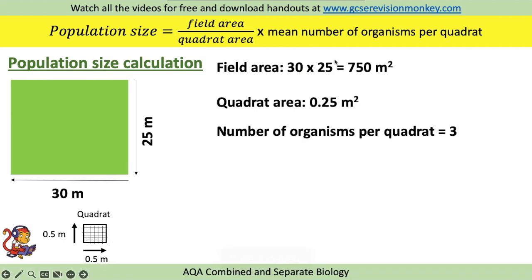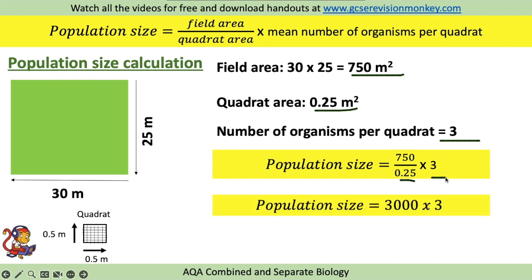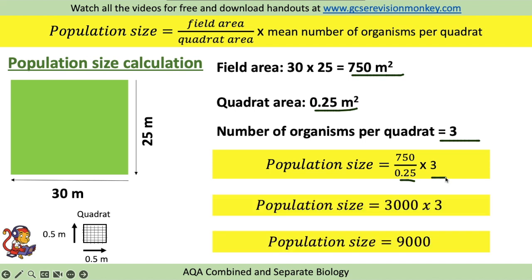So if we have a look and calculate the field area, to give you 750 metres squared, we've got the quadrat area already, the number of organisms are 3, so putting our numbers in, field area 750 divided by 0.25 multiplied by 3, showing our workings out and ending up with our population size of 9,000 in this example. So look out for that one if that one comes up in the paper 2 exam.